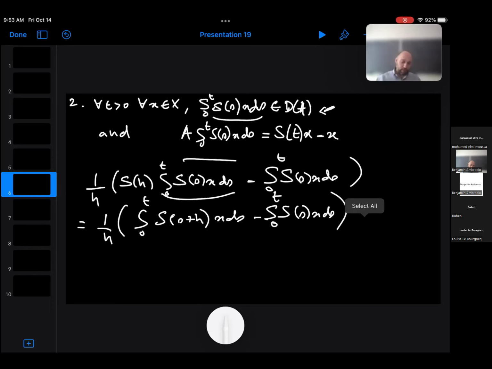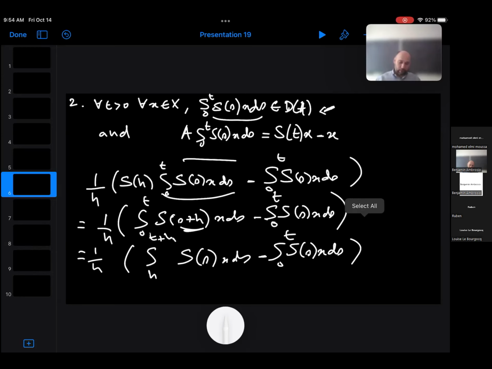Next, I would like to have the same expression here. So I'm just going to make a small change of variables, and my new variable will be that. So I will obtain the integral between h and T plus h of S_s x ds. I made a change of variables here, but I keep calling it s because this doesn't matter. And then this doesn't change again.